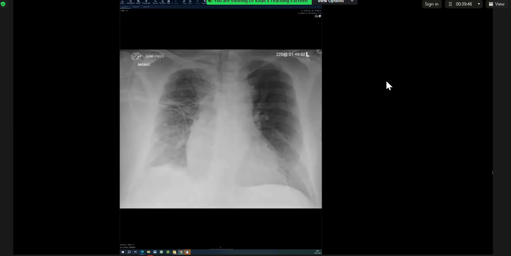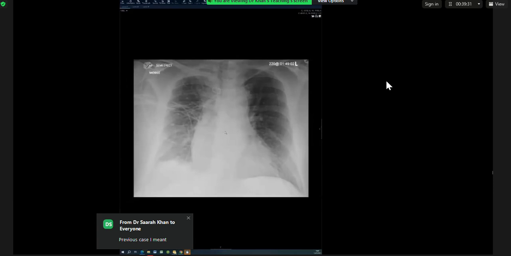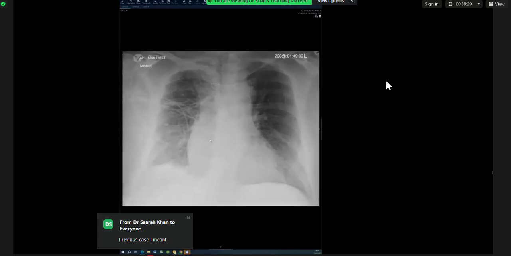And there is some haziness in the right lower zone, which could be due to effusion, which is tracking along the lateral chest wall. Cardiomegaly with congestion. Yes, I think so. So it's a typical heart failure chest X-ray. I just wanted to go through it with you to see how you approach a chest X-ray.